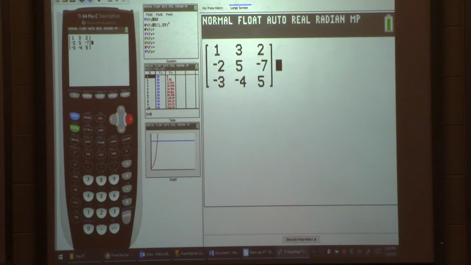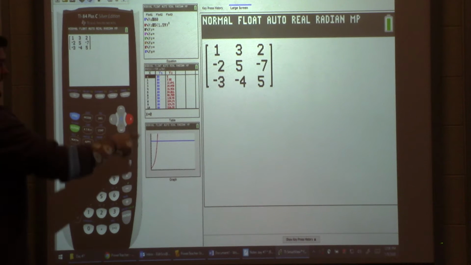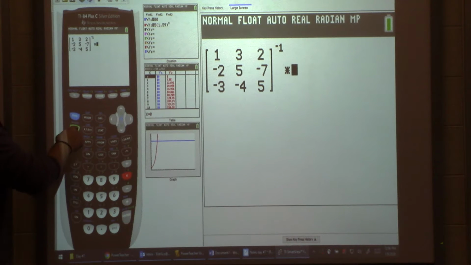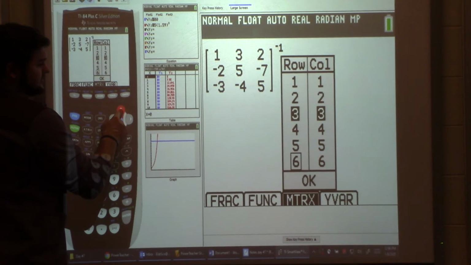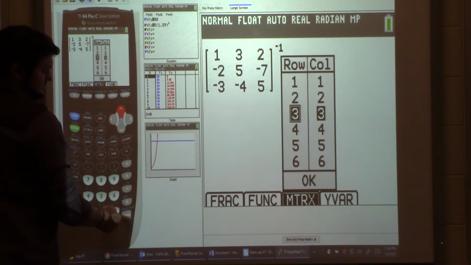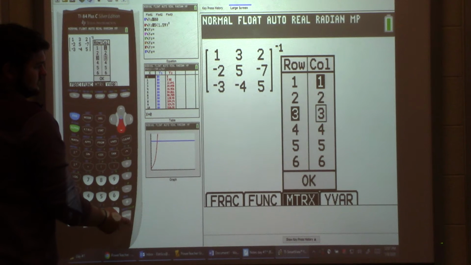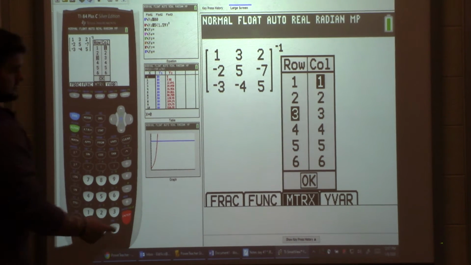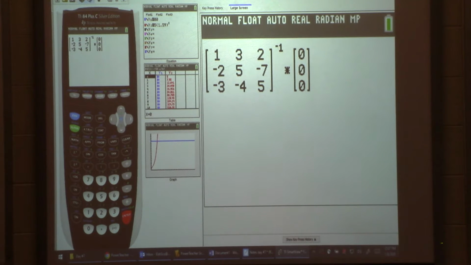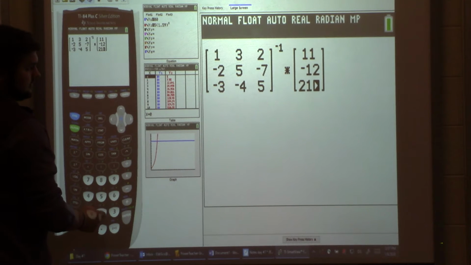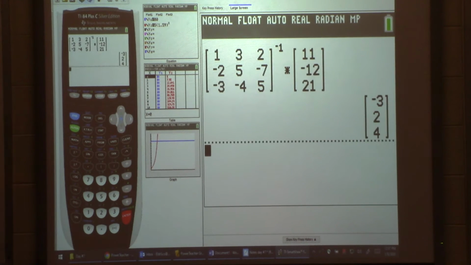Alright, do we all have them in? Okay, so remember, if we're trying to solve for that variable matrix, what we do is we take the inverse of the first matrix. So you put it in, you get x to the negative 1, and we multiply it by our constant matrix. So it was 11, negative 12, 21. Once you've done that, it should spit out your answer.